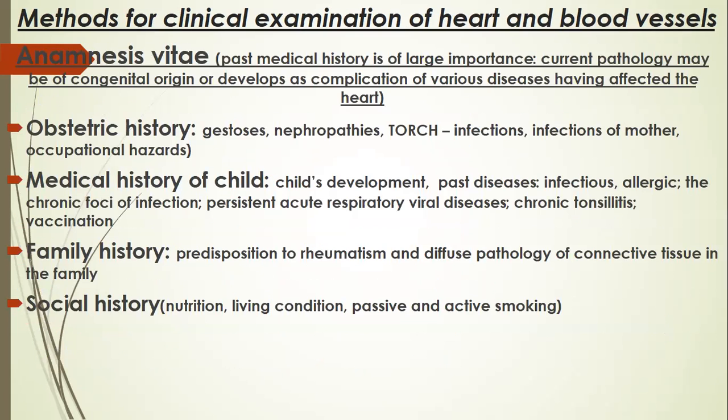A very important part of the clinical examination is the analysis of anamnesis vitae, because the current pathology may be associated with the obstetric history of the child. So we have to analyze the obstetric history, the medical history of the child, and, very important, the family history and social history of the child.